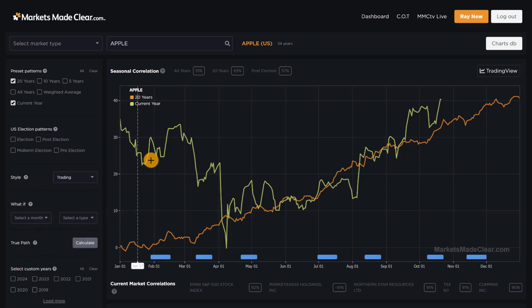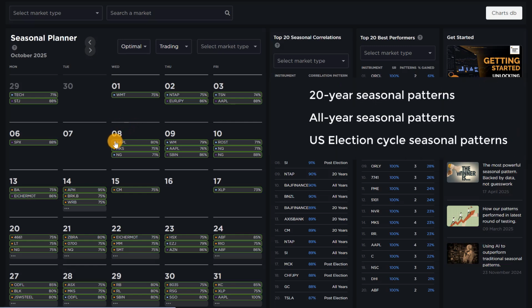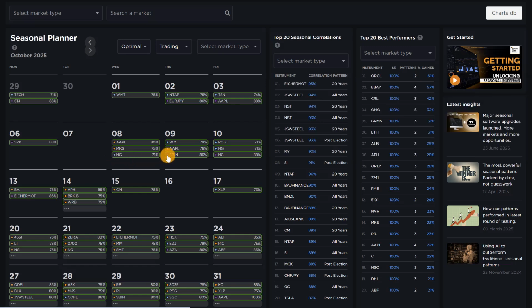in a separate video. The 3 patterns by default are the all-year pattern, the 20-year, and the current election cycle pattern, which is 2025, the post-election. Those are identified by color. The 20-year is orange, the all-year is light blue, and the election cycle is purple. In terms of which one to select, it doesn't matter. The important thing is that the market is correlated.